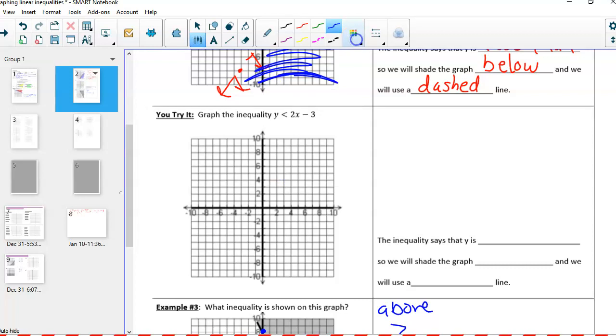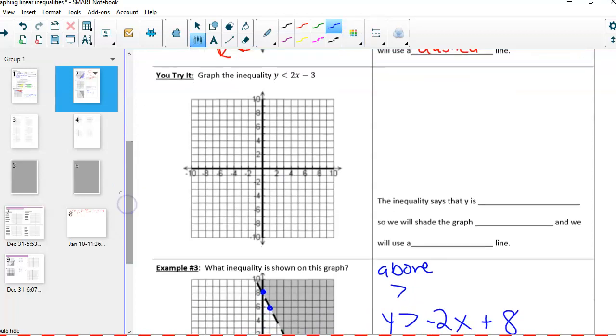Miss Thorpe, if it's y greater than or equal to, it's solid, right? If it's equal to, it's a solid line.